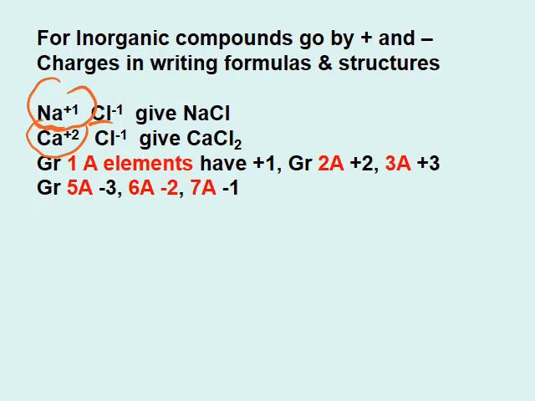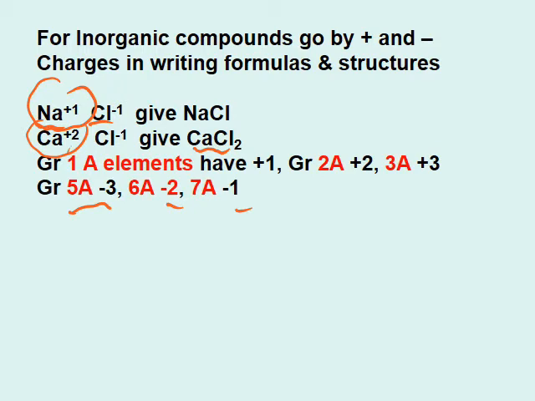Beyond 4, you subtract the group number from 8. That gives minus 3 for 5A, minus 2 for 6A, minus 1 for 7A. We leave out group 4 because it can have more than one oxidation number. These pluses and minuses are called oxidation numbers. Let me explain how we come up with the formula in the case of inorganic compounds.